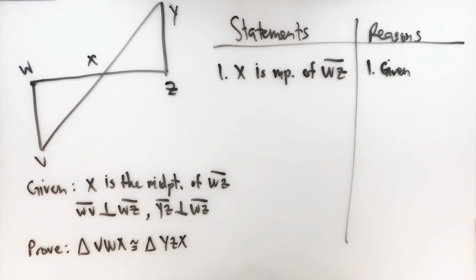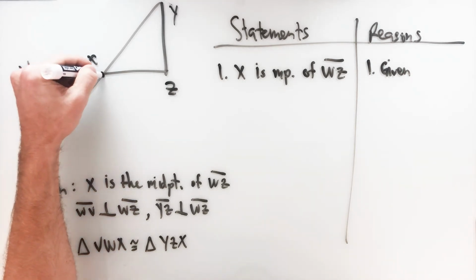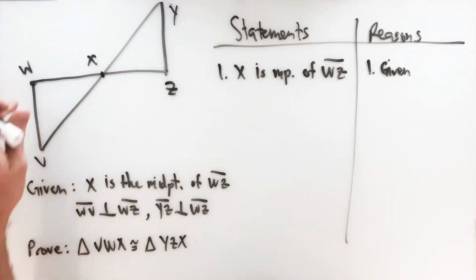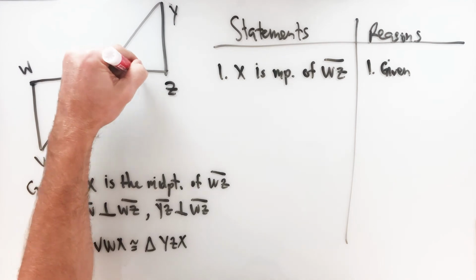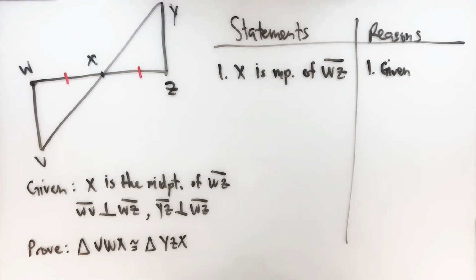So X is the midpoint of WZ. What does that tell me? That's really the question. We know that a midpoint is a point that divides a segment into two congruent segments. So in this case, what are those segments that are the same? WX and ZX. X being halfway between W and Z will cause those two segments to be congruent to one another. So there's a pair of congruent sides.